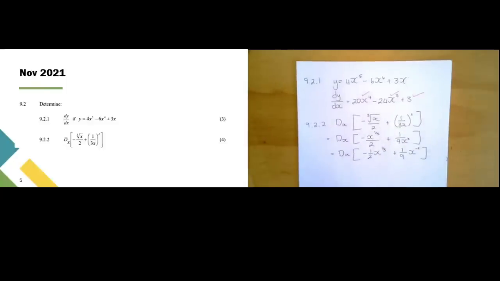I don't want to work with an x at the bottom of a fraction. I need to bring it up. So I'm going to say plus 1 over 9. And if the x comes up, it's x to the power of negative 2. And now I can get my first derivative.